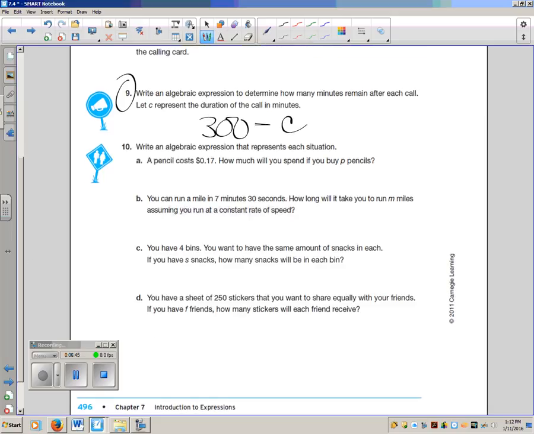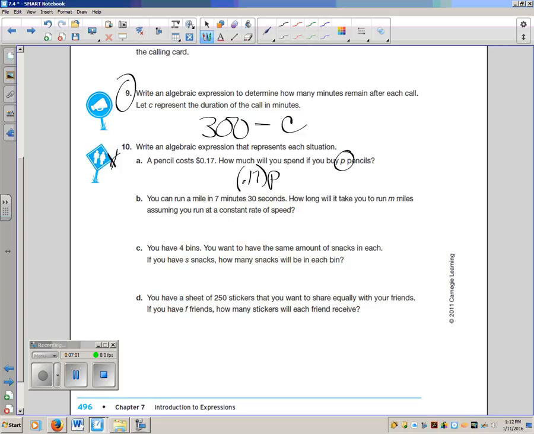Write the algebraic expression that represents each situation. A pencil costs 17 cents. How much will you spend if you buy P pencils? Your constant is 17 cents. What's going to change is P. Why do they always use P?